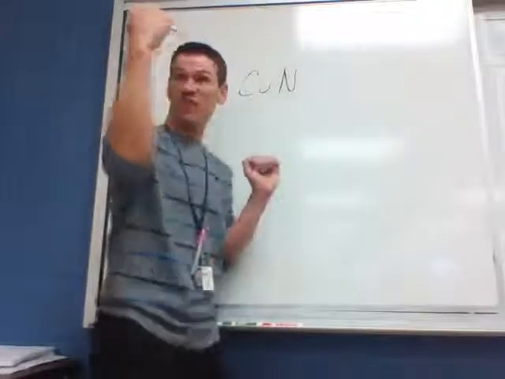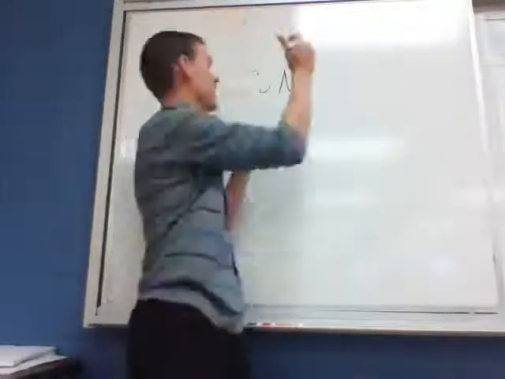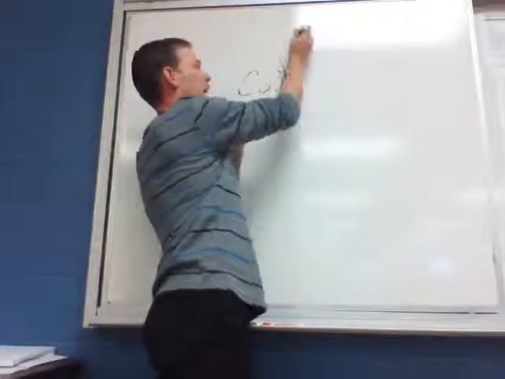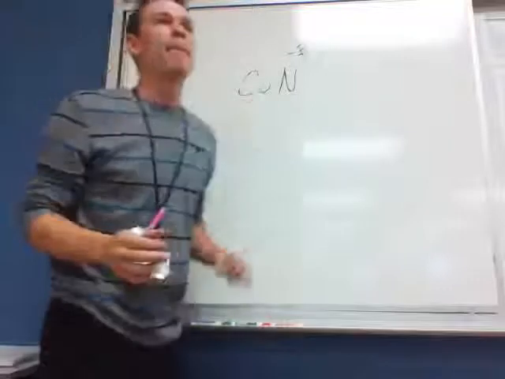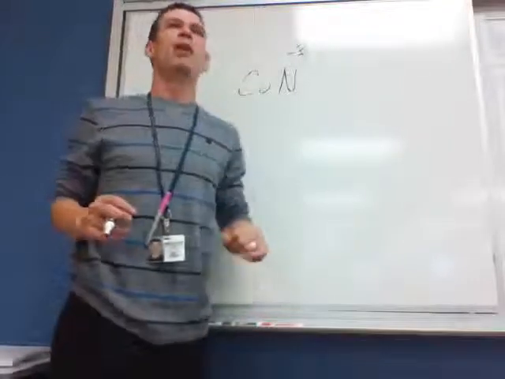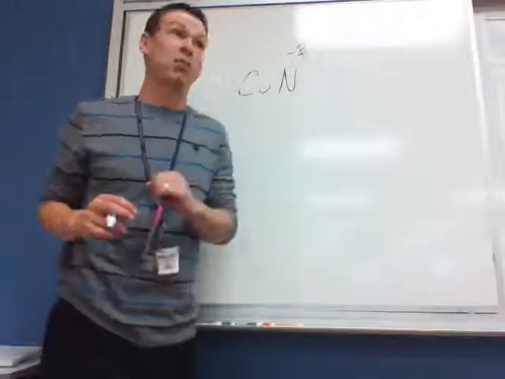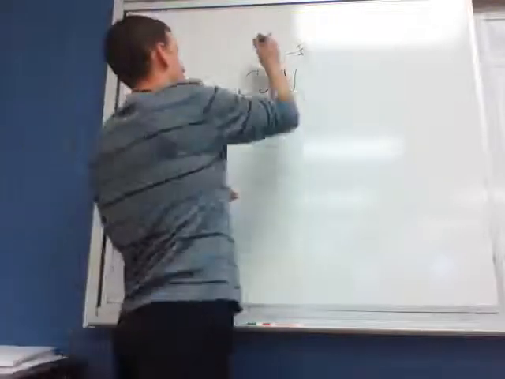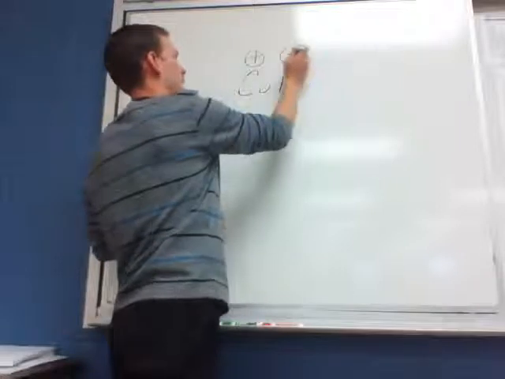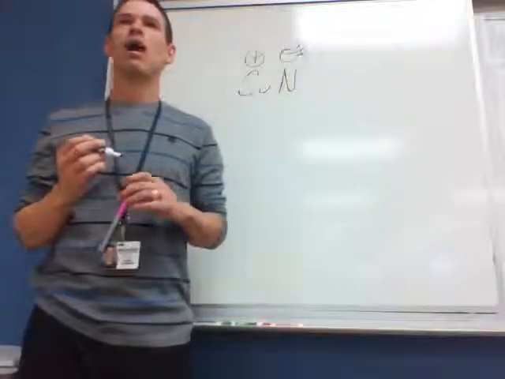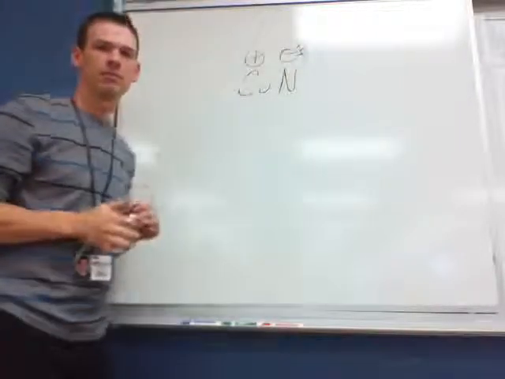Nitrogen, if you look at his group, if you put your finger on nitrogen and go all the way up, you'll see a -3 written up there. For today, I don't care about that 3, just the fact that he's negative. Copper is a transition metal, and all transition metals are positive. They're all cations. So positive, negative, ionic.